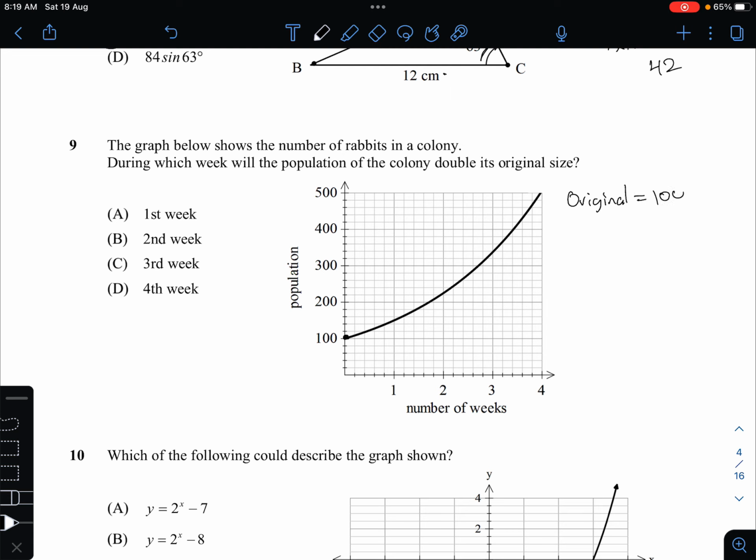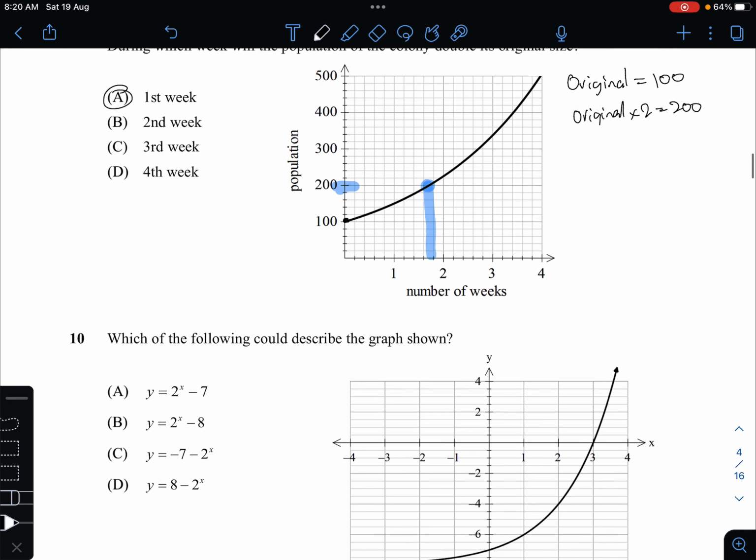equals 100. Now, it's essentially saying during which week will the population hit 200, right? Original times 2 equals 200. So you look for 200 on the graph, which is right here, and then you look in line with it. You find the point right there, and you look down. It's during the first week, because it hasn't reached the second week yet. Therefore, our answer is A, because these rabbits breed bloody fast.